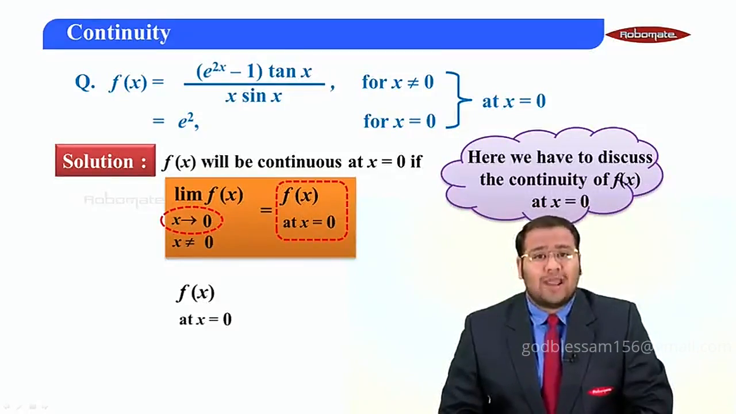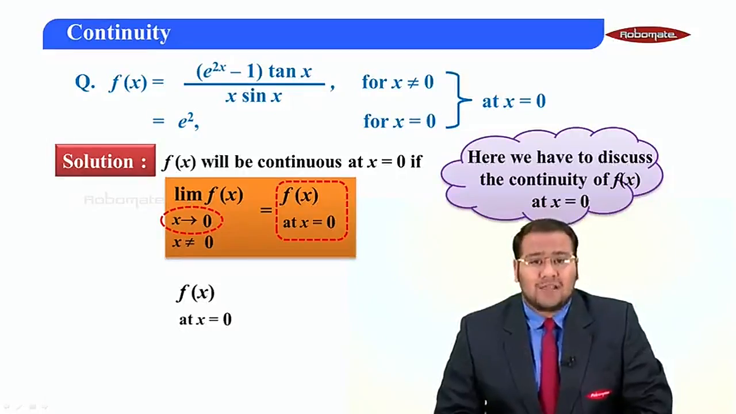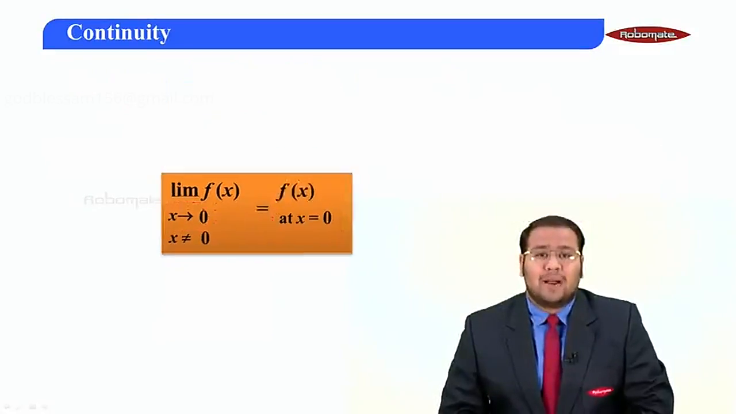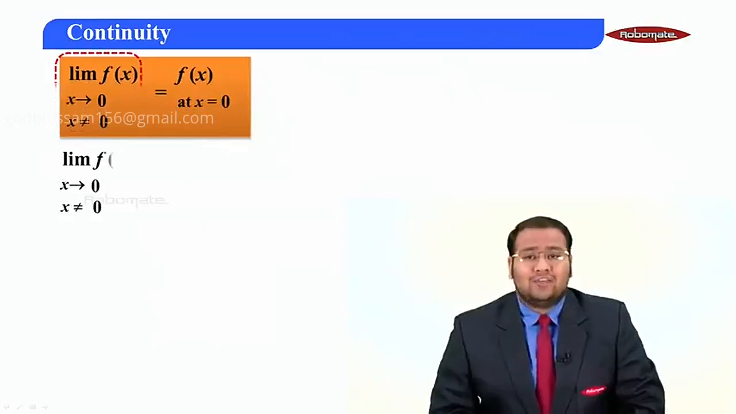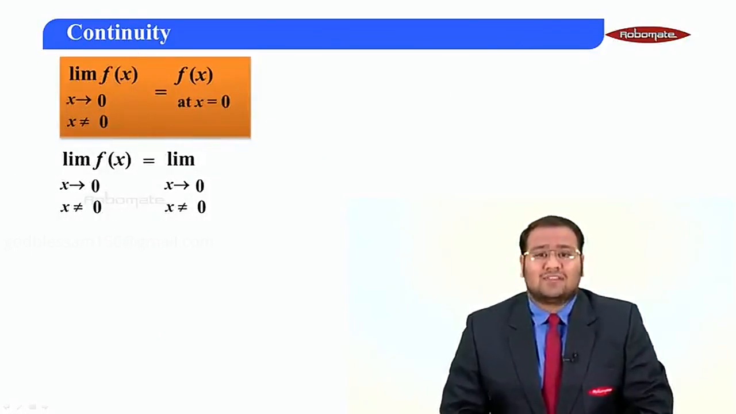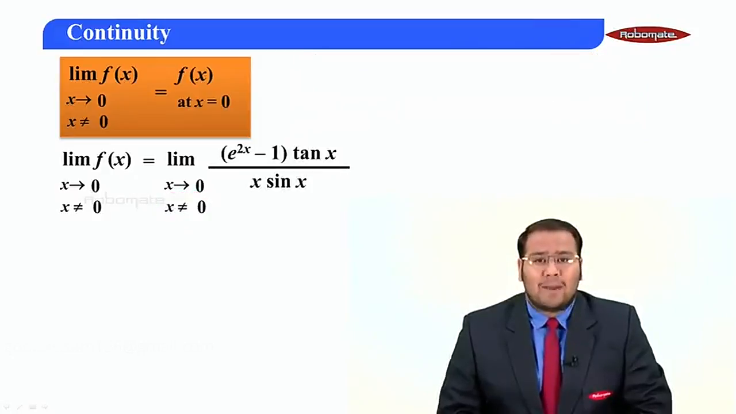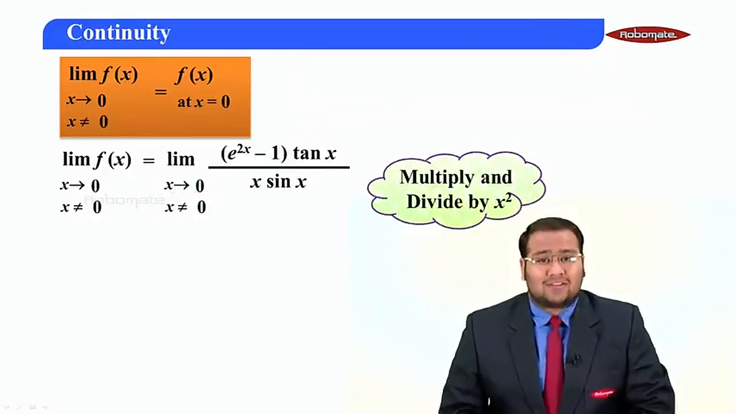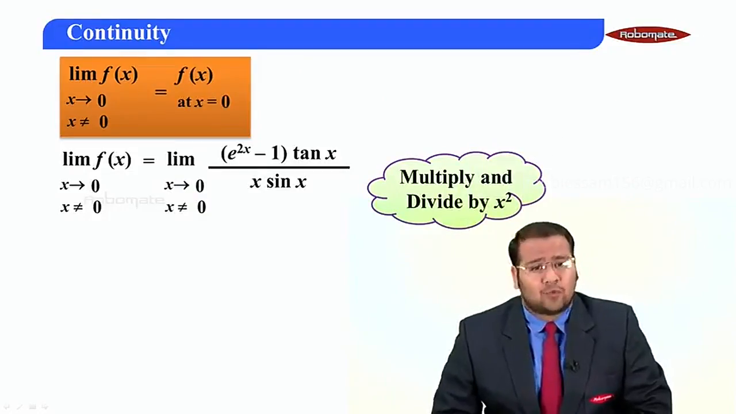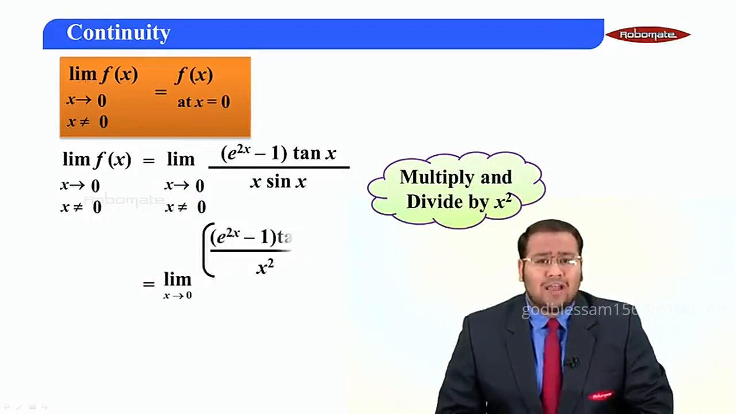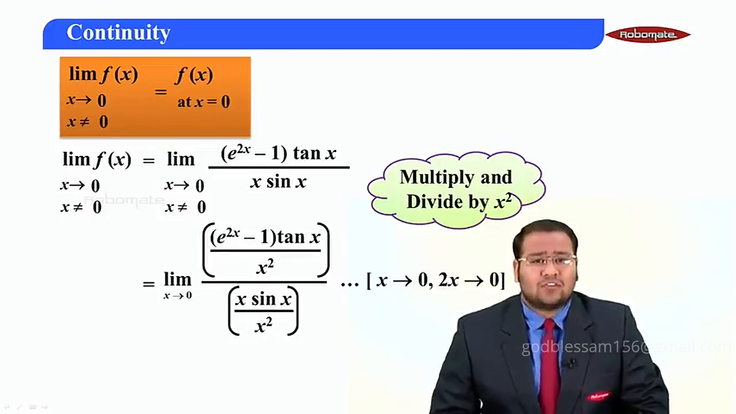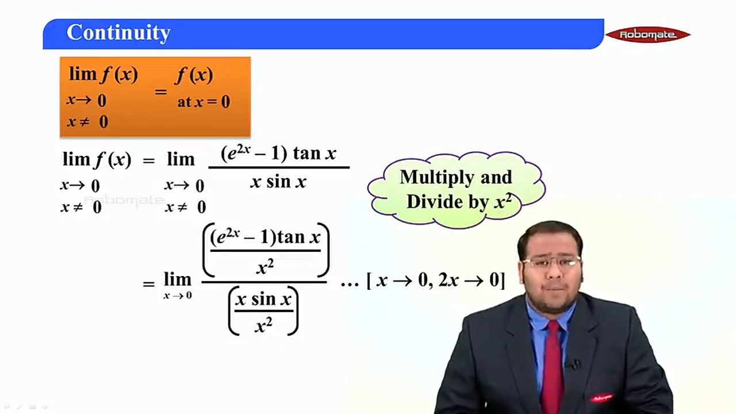From the question, we already have the value. The f(x) at x equal to 0 is nothing but e square. So, as we require f(x) when x is tending towards 0, from the question, its equation is (e raised to 2x minus 1) into tan x upon x sin x. What to do in this case? Multiply and divide by x square. You already know this. So, as we do it, (e raised to 2x minus 1) upon tan x, the whole upon x square, the whole upon x sin x upon x square.